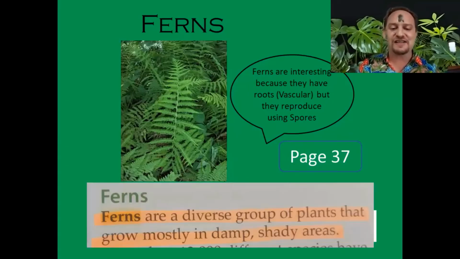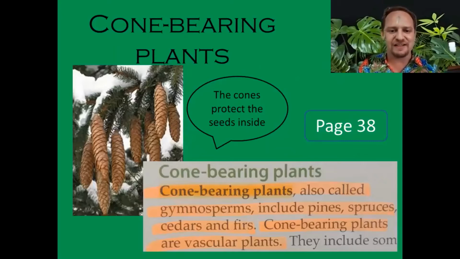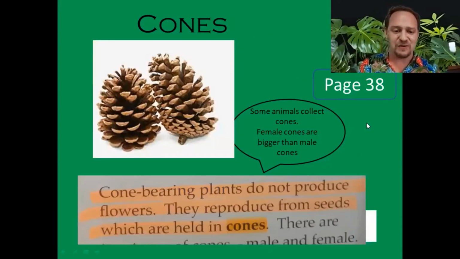Ferns, they are a diverse group of plants that grow mostly in damp, shady areas. Many types of fern you can find in Thailand. Cone-bearing plants, also called gymnosperms. They include pines, spruces, cedars, firs. Okay, cone-bearing plants are vascular plants. Okay, the seed is just held in the cone. They reproduce from seeds which are held in cones, as you can see by the picture. Some animals like to collect cones and bury them. Squirrels, for example. Female cones are bigger than male cones.